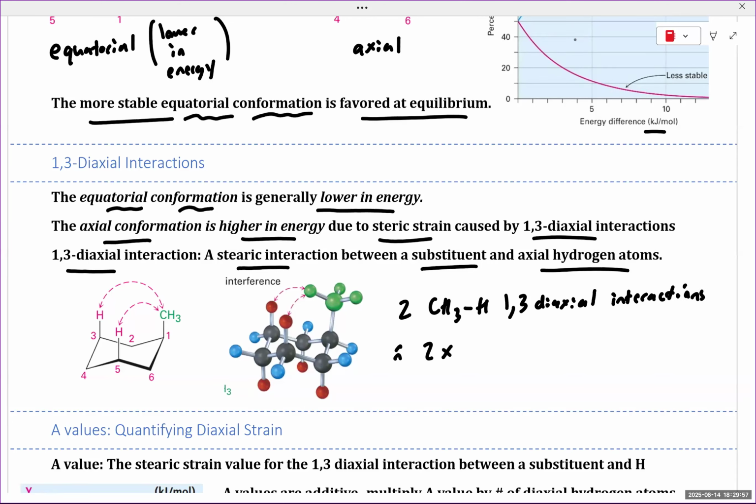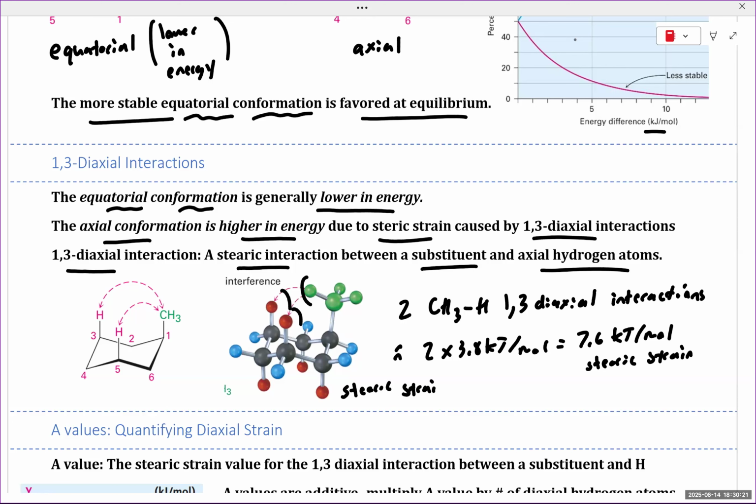And this is about 2 times 3.8 kilojoules per mole, or about 7.6 kilojoules per mole of steric strain. This methyl group in the axial position bumps into these other axial hydrogens, and this creates steric strain. For those who notice, this particular number is suspiciously similar to a number that we used in prior chapters. That's not a coincidence. 1,3-diaxial interactions are steric interactions between axial substituents, and another name for a 1,3-diaxial interaction is a gauche methyl interaction.